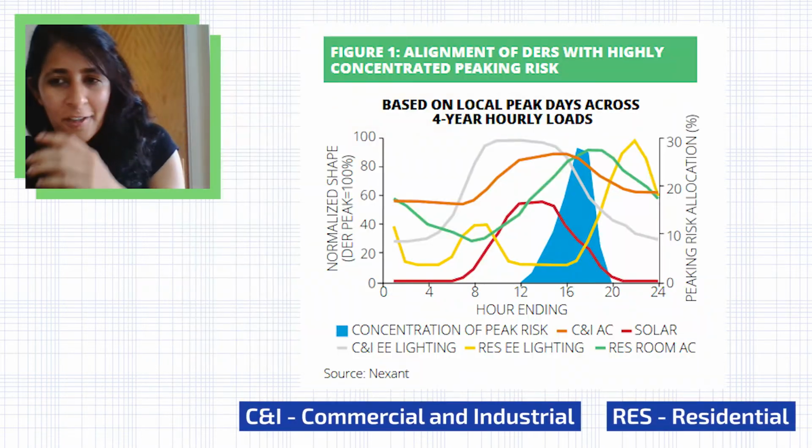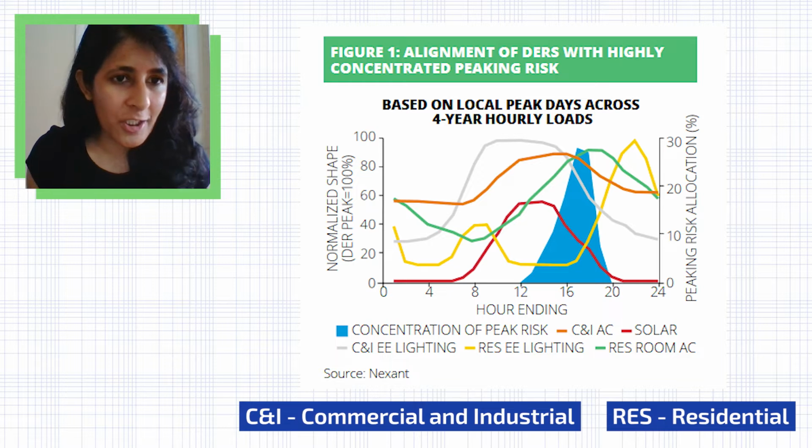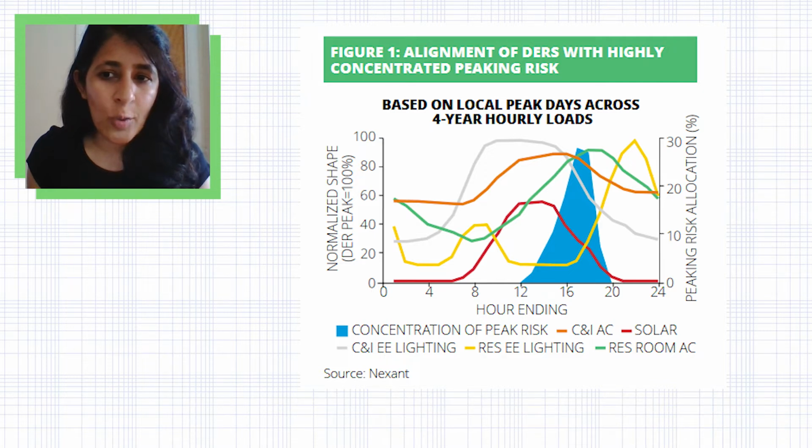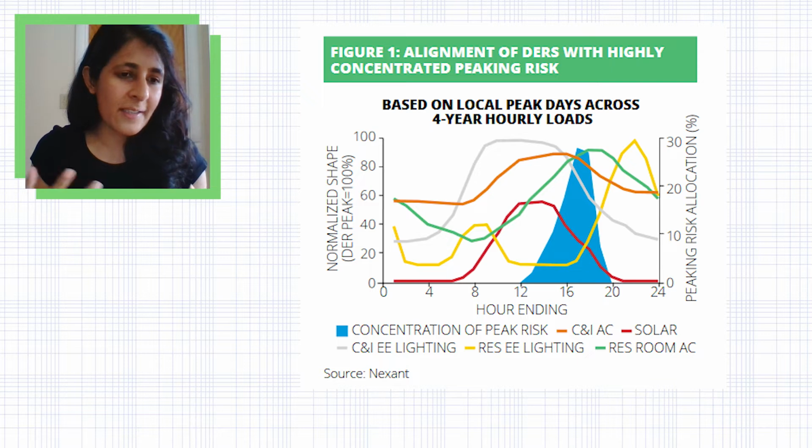I'm looking at the graph and seeing a very peaky yellow line for residential energy efficient lighting, but it doesn't coincide with the blue shaded area, so it's not a problem. Is that correct? The lines on the graph are the production profiles of each of these resources. So that yellow line is the load shape of residential EE lighting. And that's the load that is consumed due to residential EE lighting on the grid.